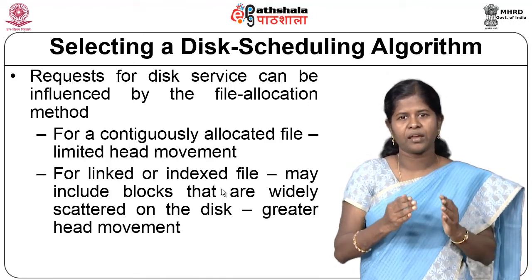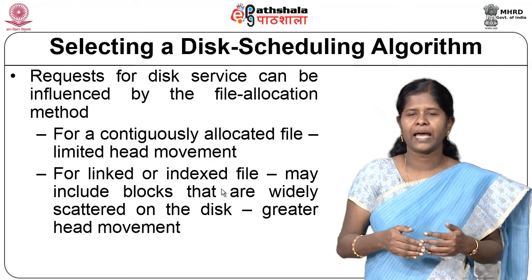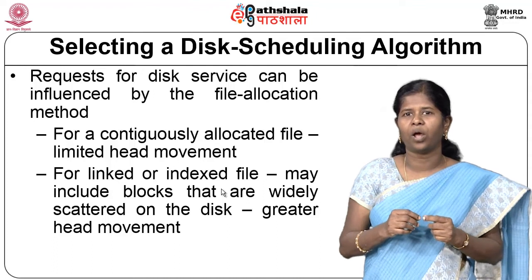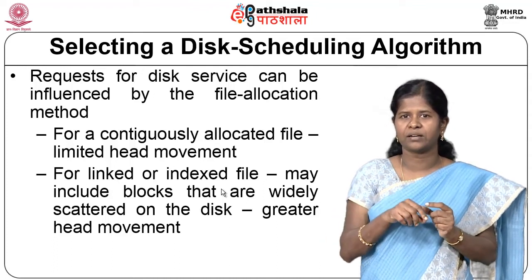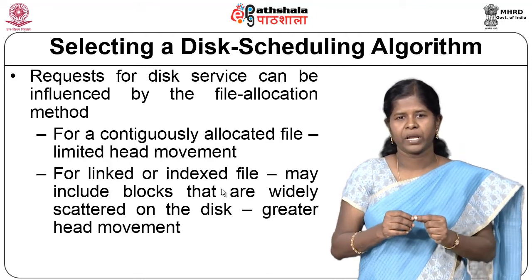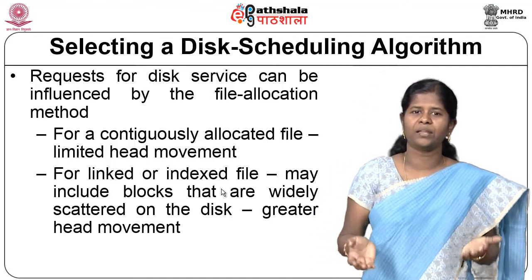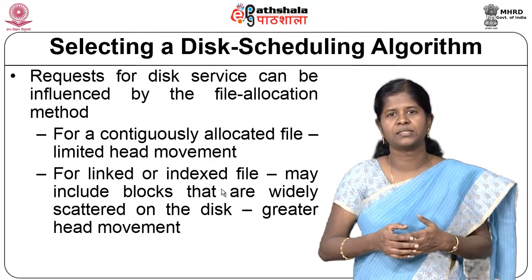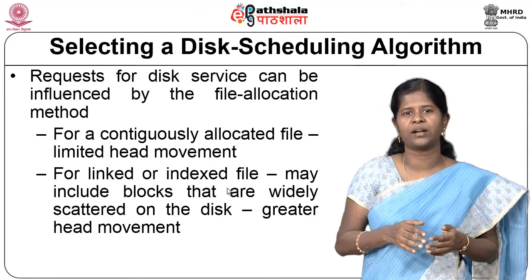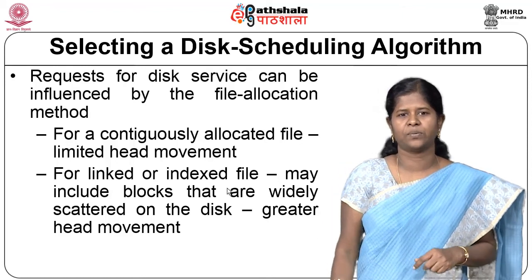So, if the disk blocks are kept contiguously, as in contiguous allocation, then you need only limited head movement. You may not have to move the head at all if they are kept in the same cylinder; you will only have to rotate the disk to bring the corresponding track under the head. But in the case of linked or indexed allocation, the disk blocks are scattered on the disk, and hence the head may have to move a lot. So, the way in which file allocation is done also influences the way in which requests are made for disk service.